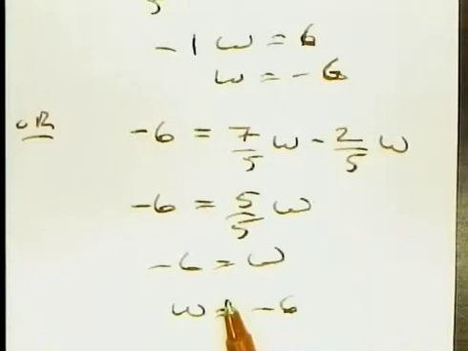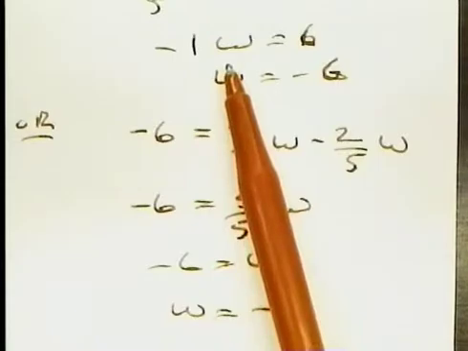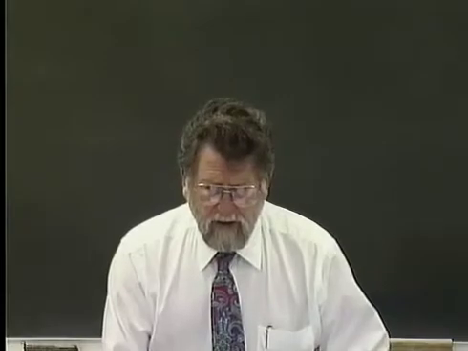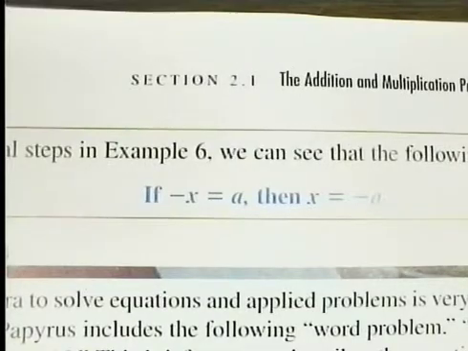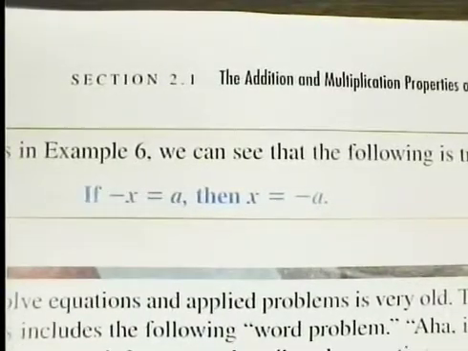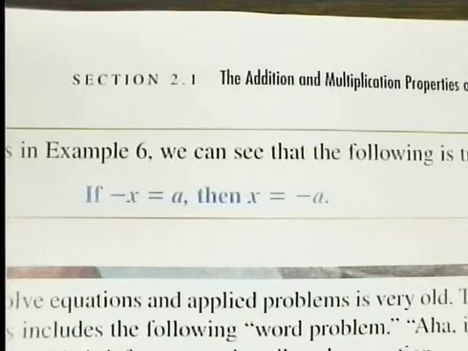As a rule of thumb, I'm inclined to encourage you to get the variable on the left side immediately and operate on that basis. Now there's a little presentation in 2.1 just prior to the exercises that deals with this particular problem, and it's at the top of page 95. And it reads here, if minus x is equal to a, then x is equal to minus a. Now let me scroll over a little bit and see if I can get the lighting better. So if minus x is a, then x is minus a.